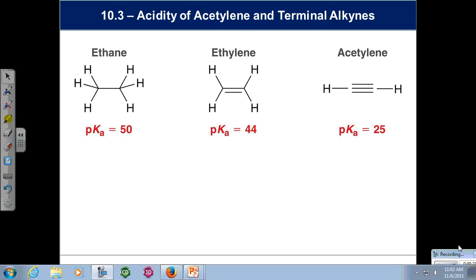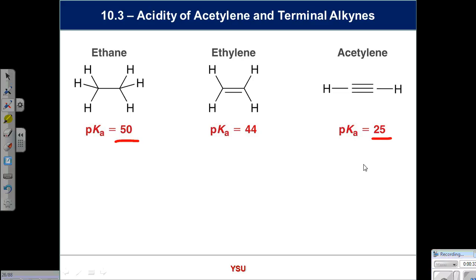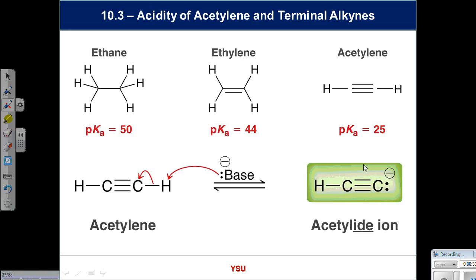Okay, so this is the difference between a 25 Richter scale earthquake and a 50 Richter scale earthquake. There is a big difference. You've got to recognize now that these are powers of 10, so the acidity of this thing is just non-existent. This will not be taken off. But this now is workable. We can actually take those protons off with a strong base to be able to make something very useful called the acetylide anion.